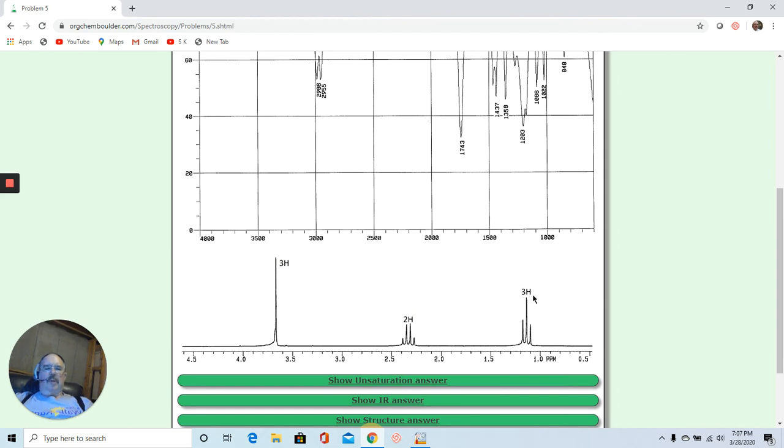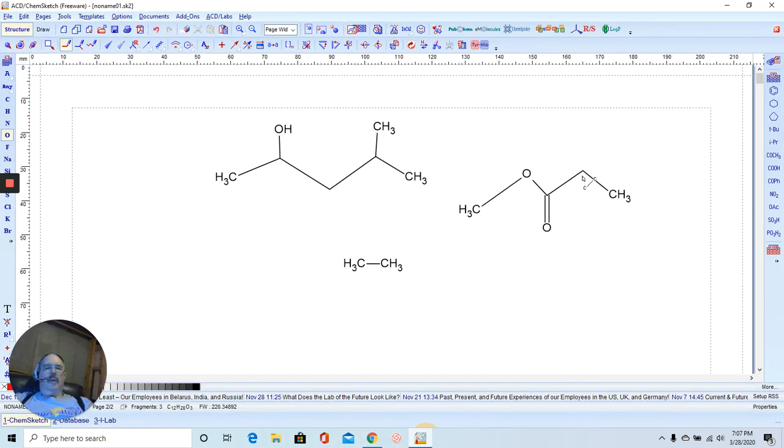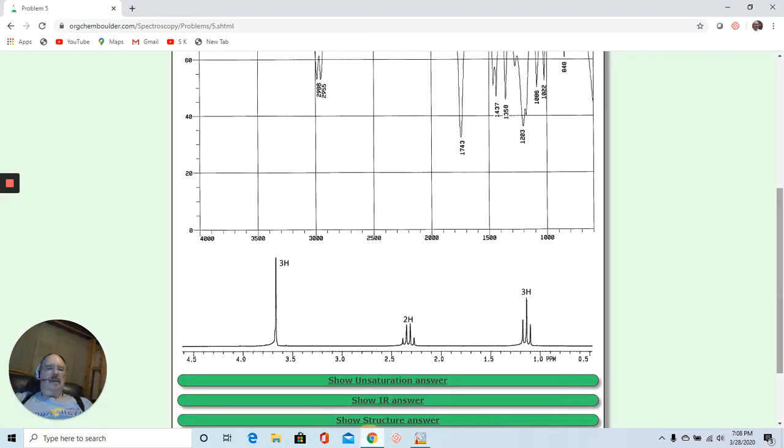Okay, we have a triplet and a quartet, which would be an ethyl. Between 2 and 2.5, that would be alpha to the carbonyl. Next to an oxygen, remember these would be about 3.5 to 4. And this is a quartet because there are 3 adjacent, the n+1 rule. Then the methyl on the end is a triplet because there's 2 adjacent. So that would be ethyl acetate.